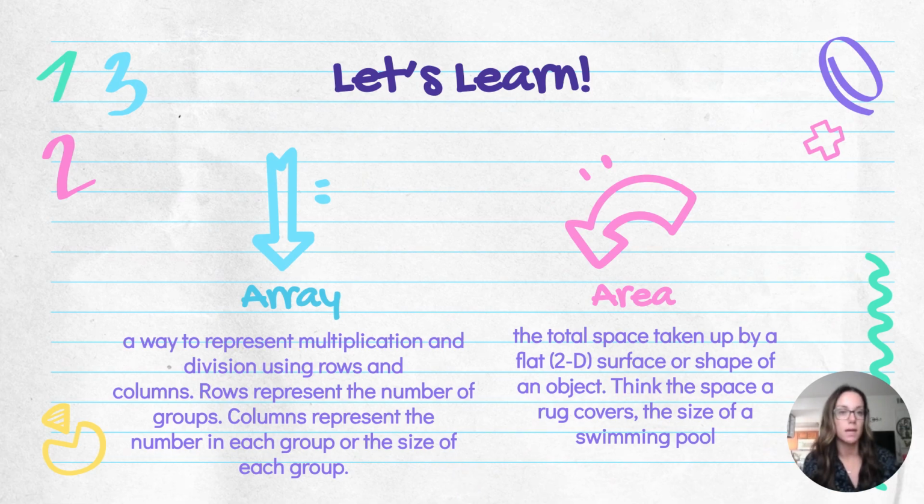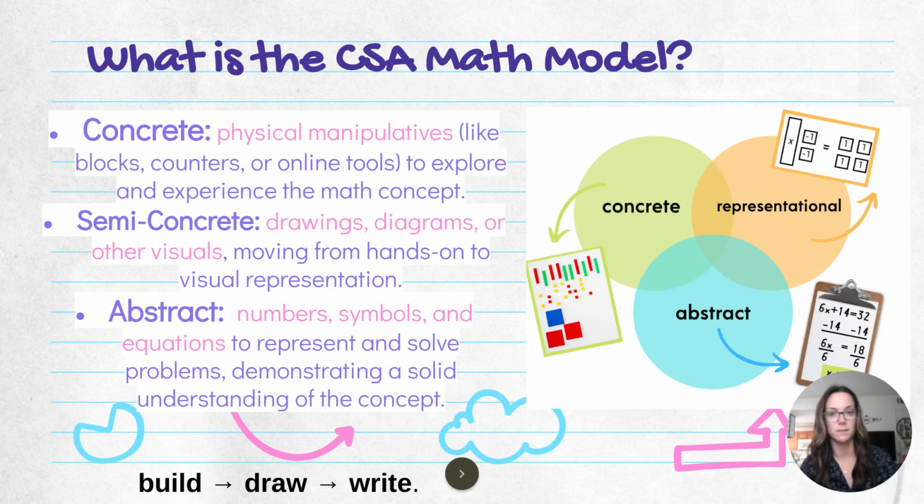First, an array is a representation using multiplication, repeated addition, or division, and it shows in rows and columns the size of the group. Then we have area, which is the space taken up. Think of a rug that covers the floor or the size of a swimming pool. It's the whole space of that object.